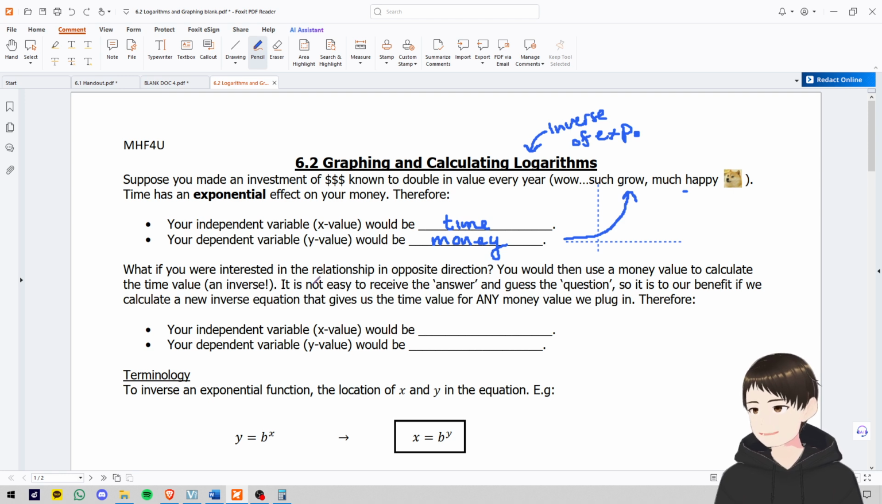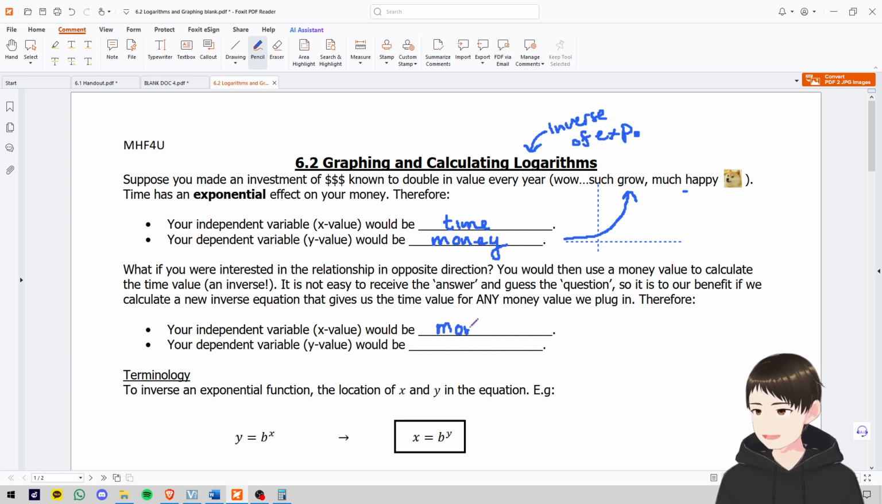What if you were interested in the relationship in the opposite direction? In other words, if you want a certain amount of money, how much time is that going to take? You would then use a money value to calculate the time value. It's an inverse. It is not easy to receive an answer and guess the question. So it is to our benefit if we calculate a new equation that gives us this. Anytime we plug in the money, I want the time that it takes, right?